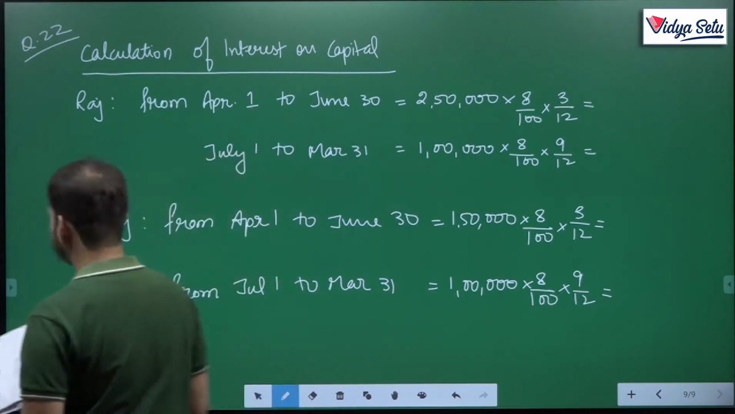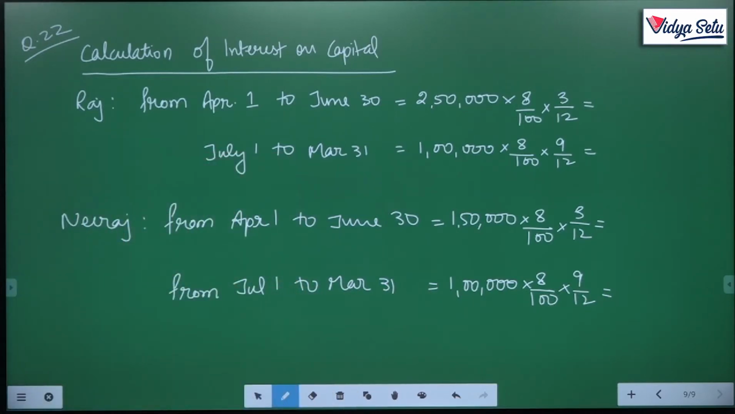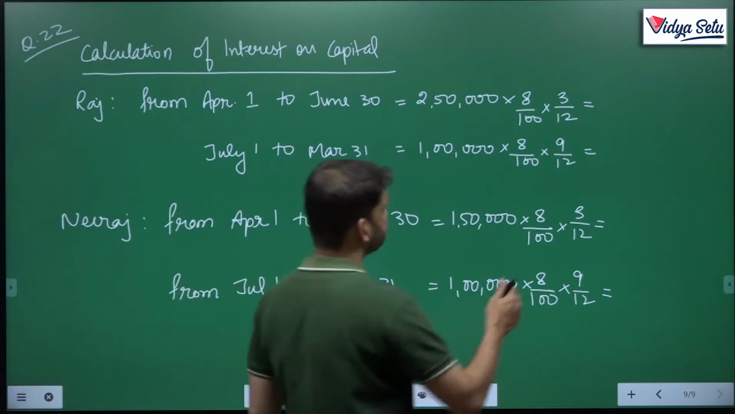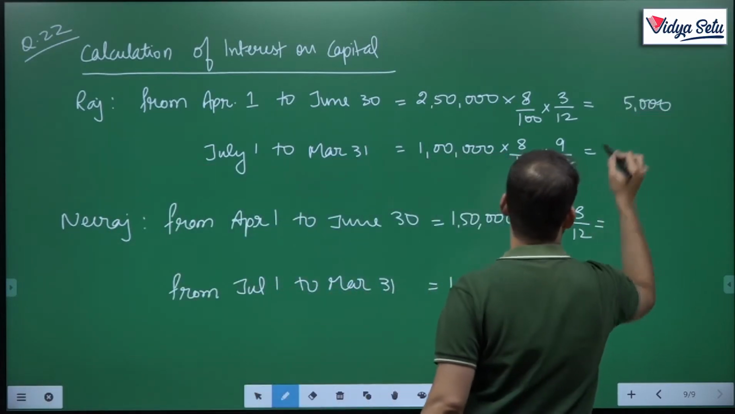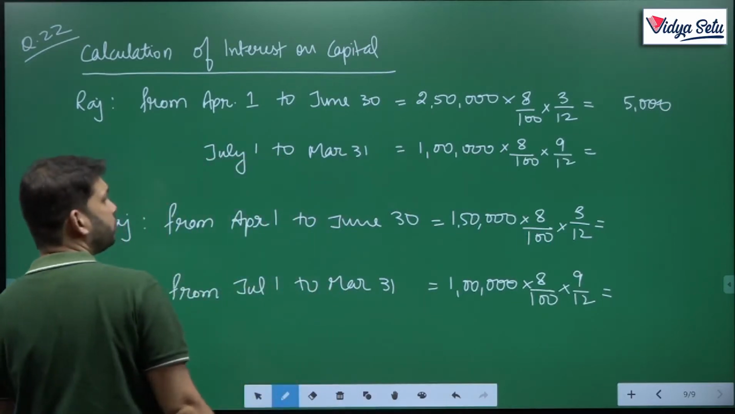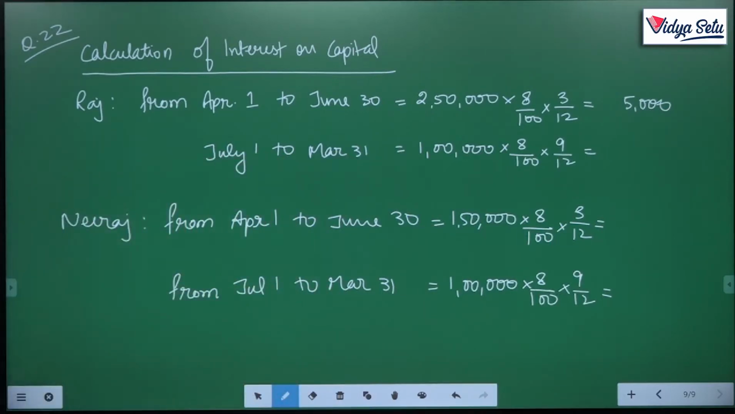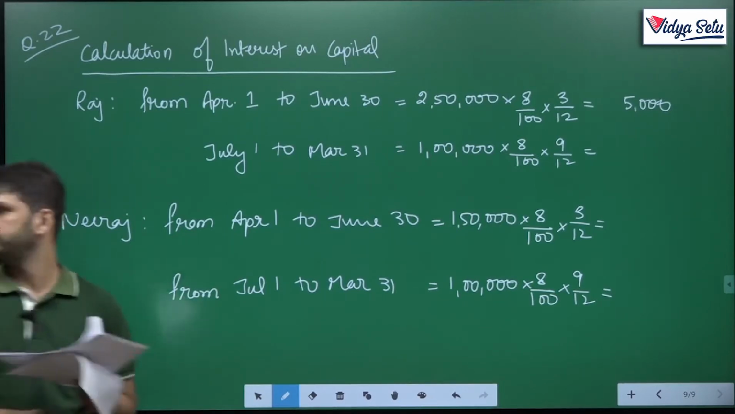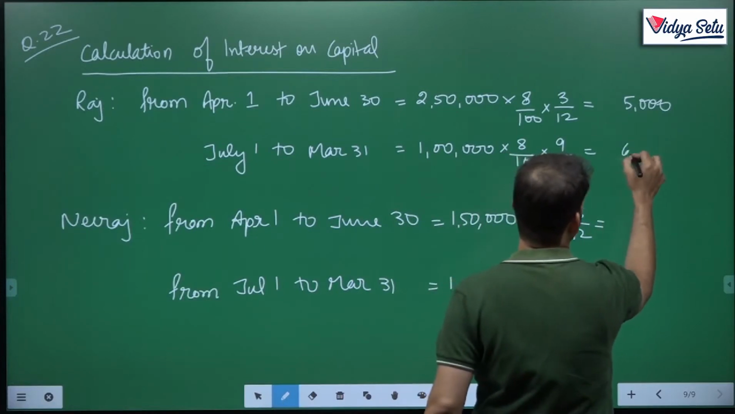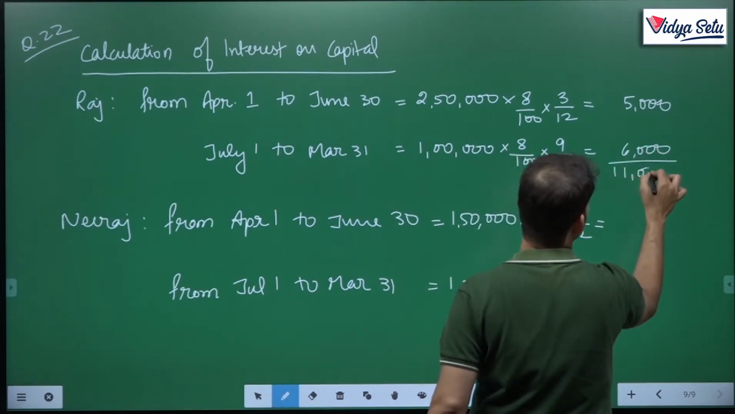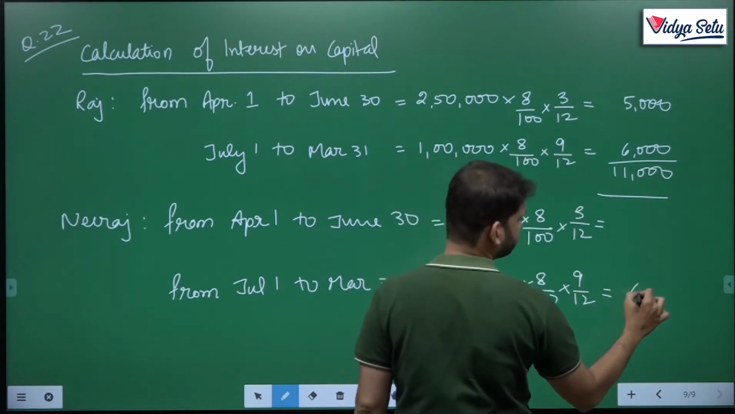2,50,000 into 8% for 3 upon 12, we get 5,000. And let us see 1 lakh, 8% for 9 by 12, we get 6,000. So, in total we get 11,000. Here also we will get 6,000.